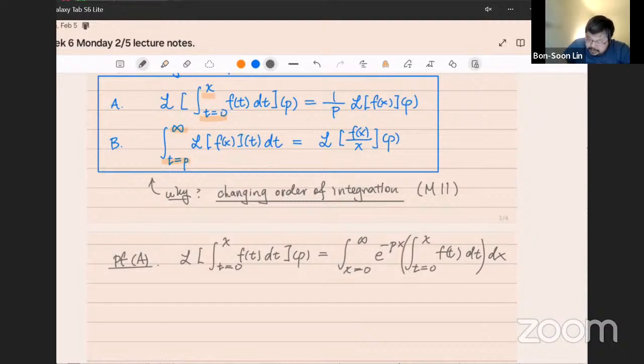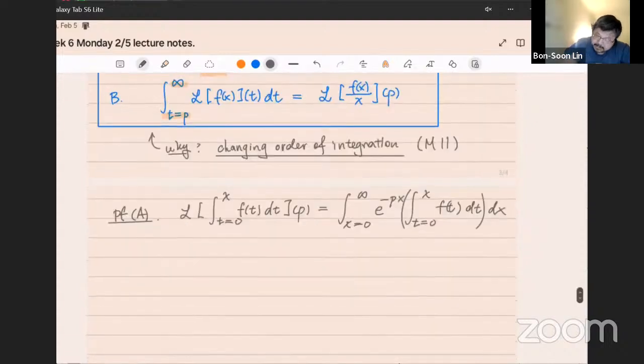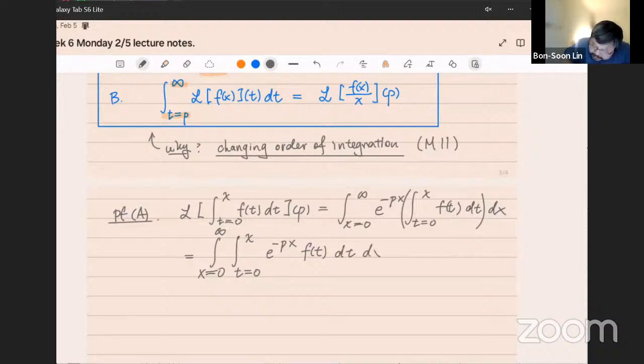Now, this is a double integral: t going from 0 to x, and x going from 0 to infinity. By Fubini, you can think of it as a double integral. Let's write x on the outside first: x going from 0 to infinity, t going from 0 to x, of e to the minus px f of t. Because the inner integral is with respect to t, I'll write dt first, and the outside integral is with respect to x, so I'll write dx next. So we have this integral.